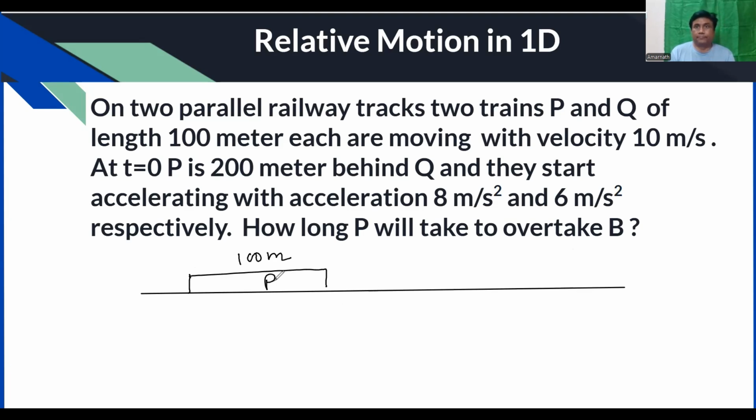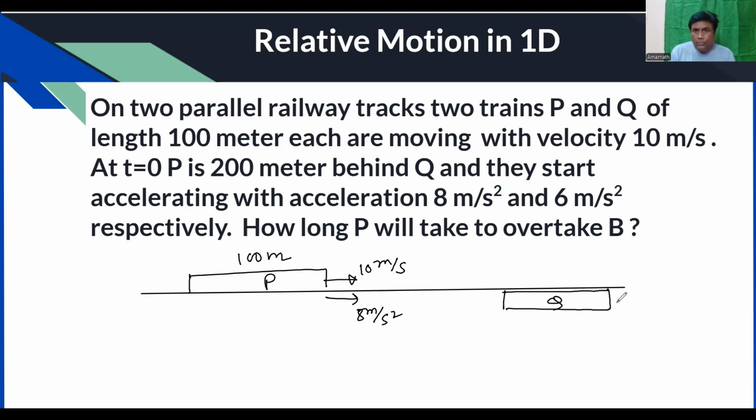It is P, going at velocity 10 meter per second and accelerating at 8 meter per second square. And this is another train. Say this is another train, okay? They are on parallel tracks only.